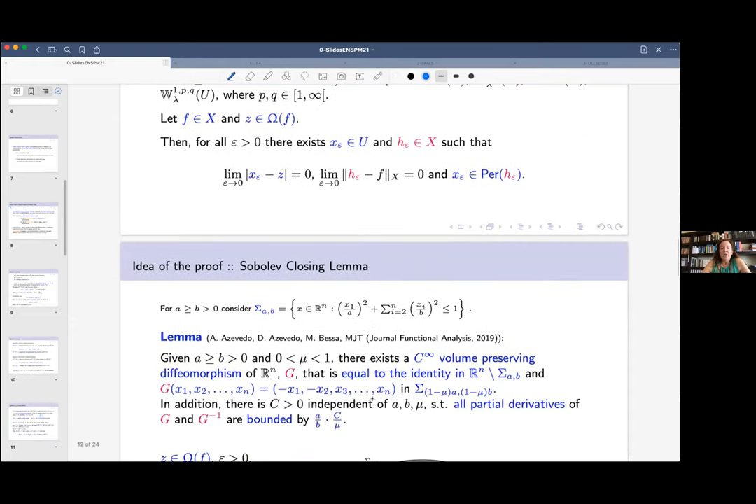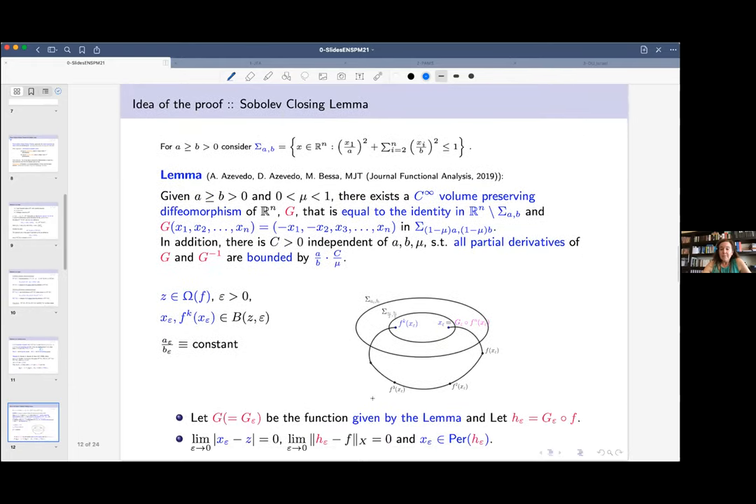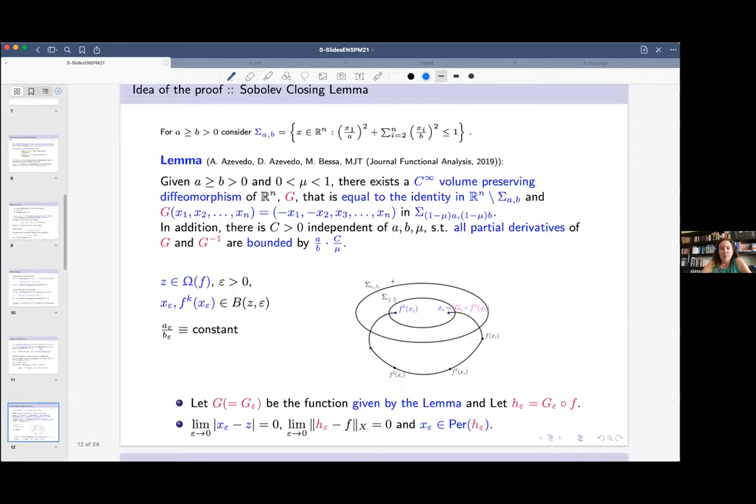The idea of the proof of our Sobolev closing lemma is the following. Consider, for a and b as follows, the following ellipsoid. We have proved an auxiliary lemma, and indeed a fundamental one, which says the following.